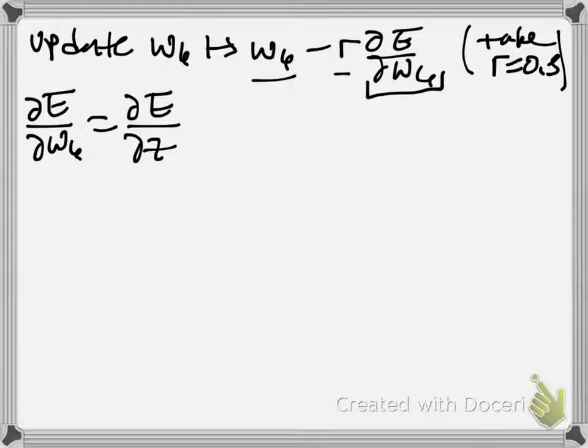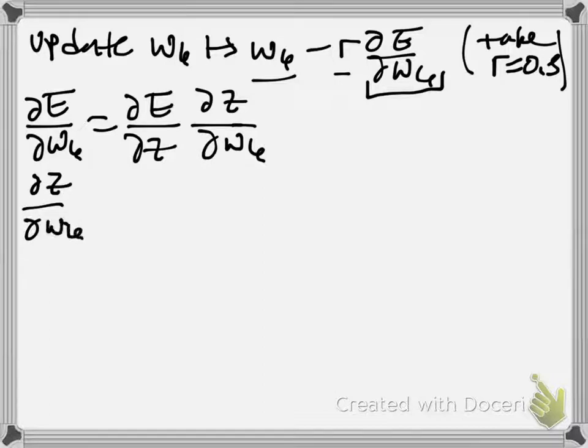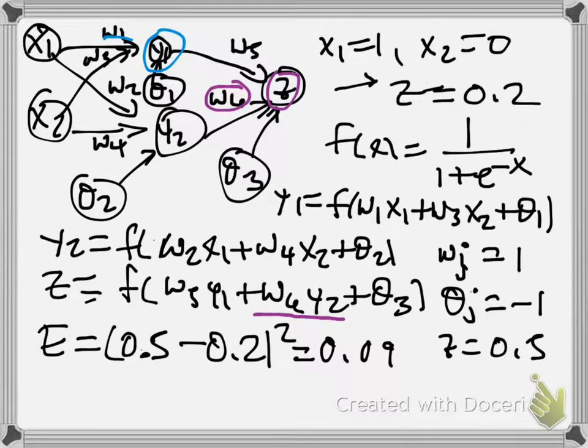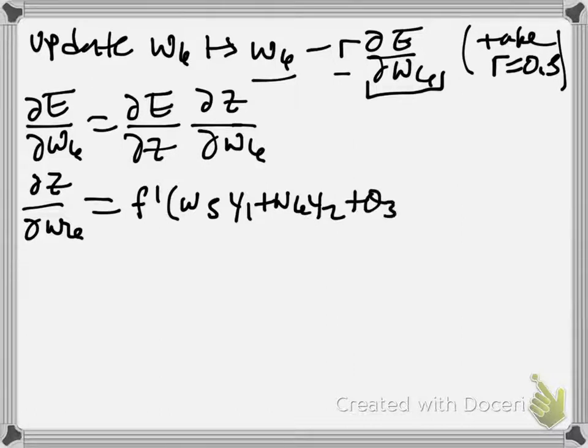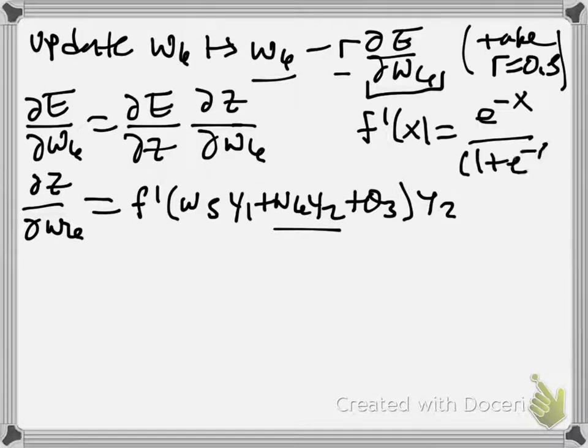That partial derivative, less work. You just have to apply the product rule and dz/dw6 shows up there. What is that? Well, dz/dw6, we can just look at the formula for z here. Let me just differentiate that function: f prime of W5 y1 plus W6 y2 plus theta 3. And the derivative with respect to W6 is just going to be y2. And remember last time we worked out that f prime of x equals e to the minus x over 1 plus e to the minus x squared.